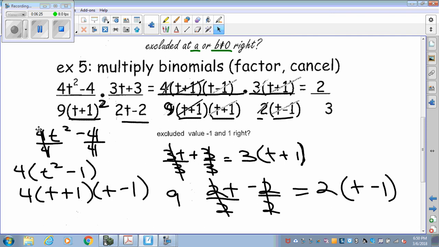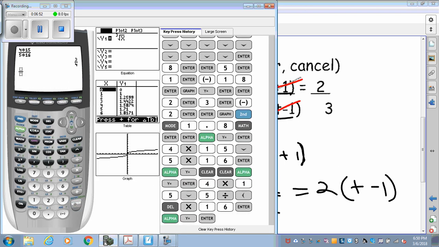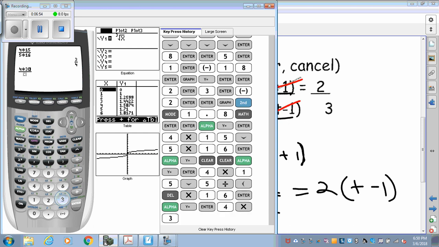And then here's the fun part. You get to cancel everything out. T plus 1, t plus 1: if it's on the top and the bottom, you cancel it out. There's a t minus 1, t minus 1. And then number-wise, I can do that too. I'll go ahead and just do 4 times 3 over 9 times 2, and my alpha y equals. So 4 times 3 all over 9 times 2.